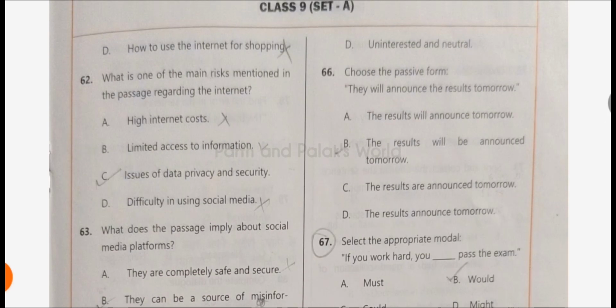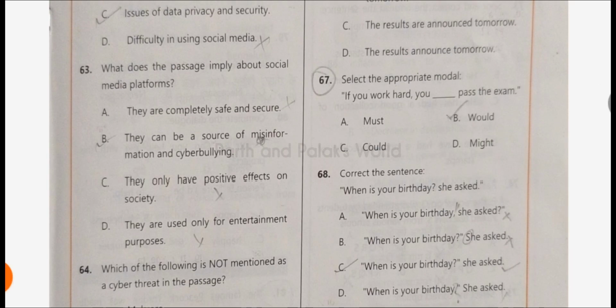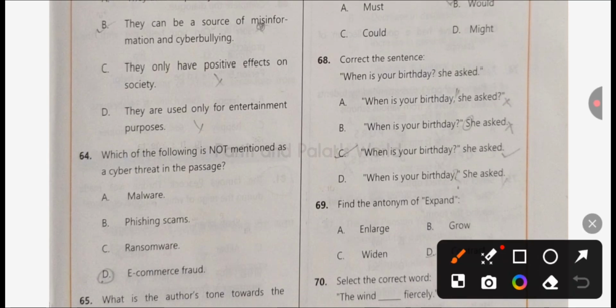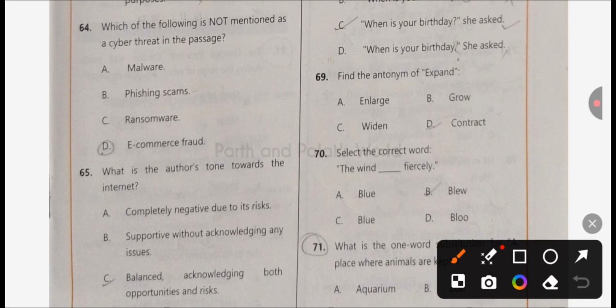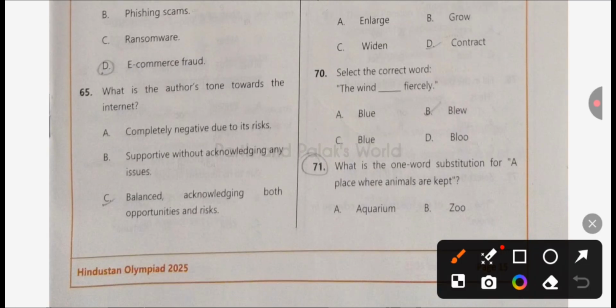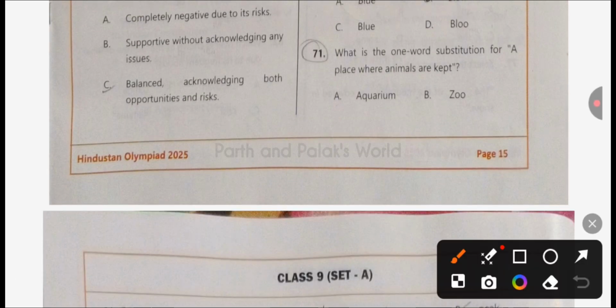In question number 66, the correct answer would be option number B. In question number 67, the correct answer would be must. In question number 68, the correct answer would be option number C. In question number 69, the correct answer would be option D. In question number 70, the correct answer would be option number B, blue. In question number 71, the correct answer would be option number B, zoo.